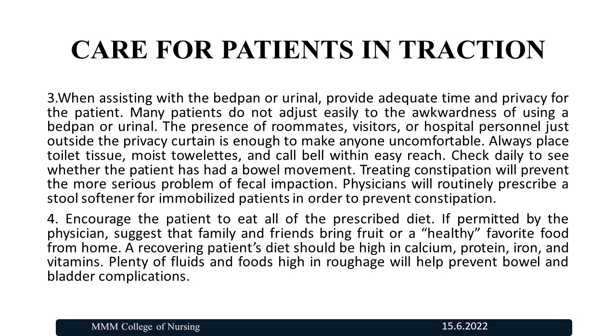The fourth care, encourage the patient to eat all the prescribed diet. If permitted by the physician, suggest that family and friends bring fruits or a healthy favorite food from home. A recovering patient's diet should be high in calcium, protein, iron, and vitamins. Plenty of fluids and foods high in roughage will help prevent bowel and bladder complications.